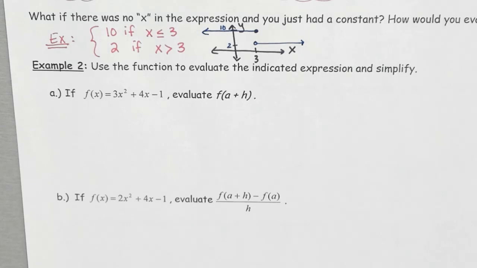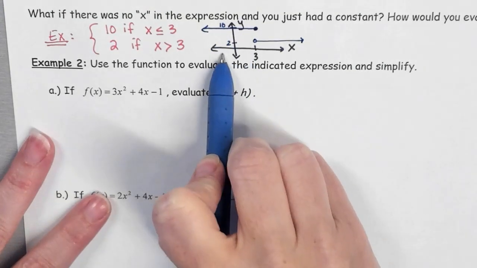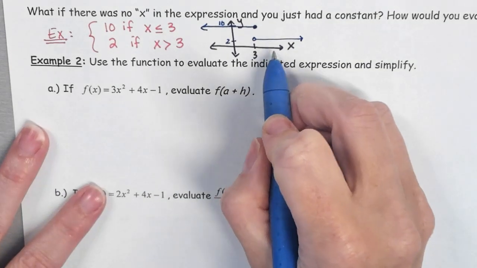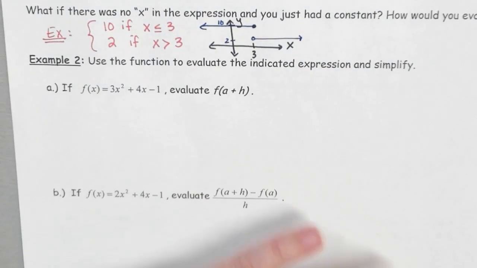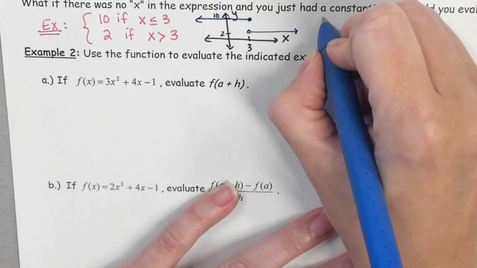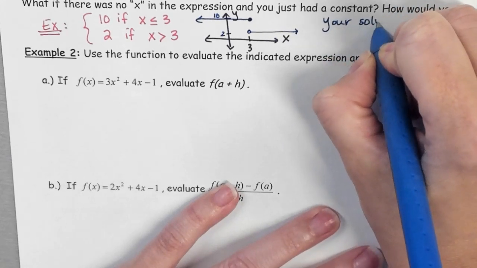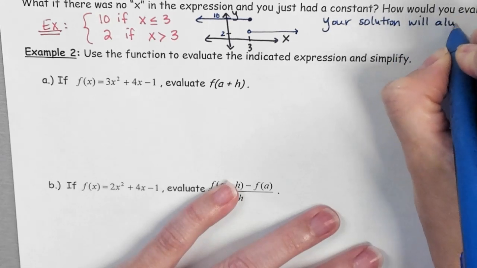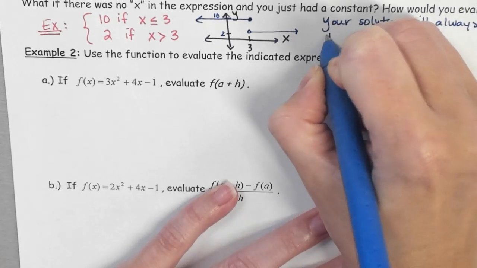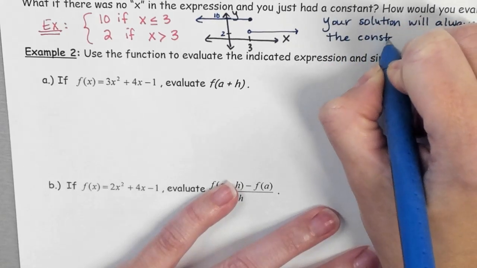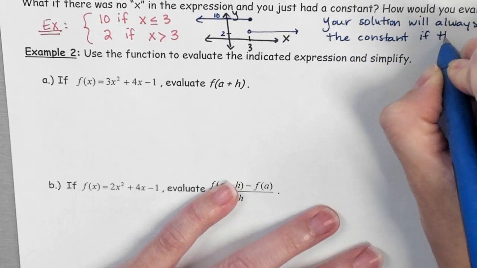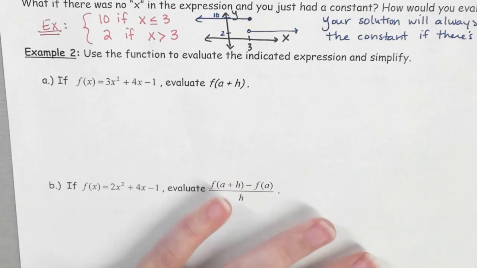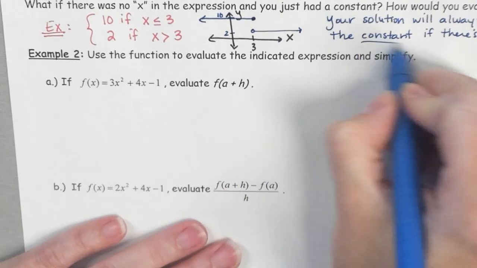So no matter what you plugged in, if it was less than 3, you would always end up at what y value? 10. And if it was greater than 3, what y value would you end up at? 2. Okay, so your solution will always be the constant. Okay, so if there's no x term, your solution is just always going to be that number.